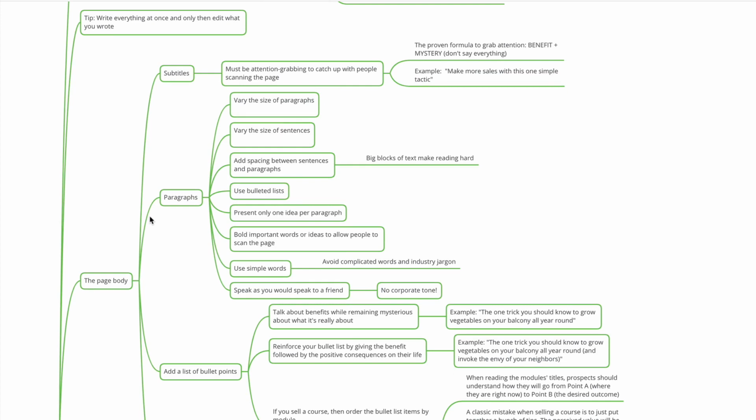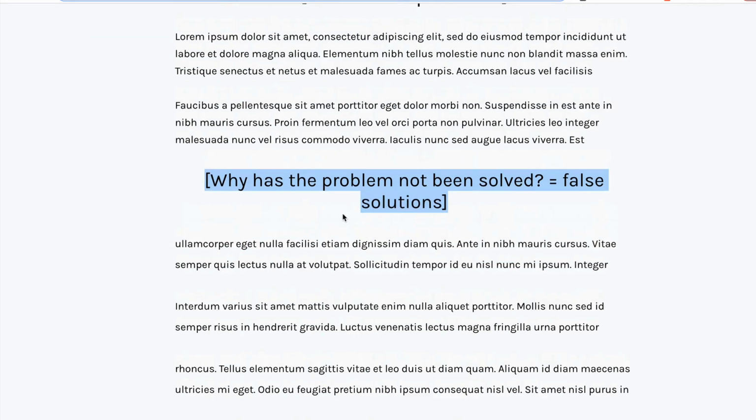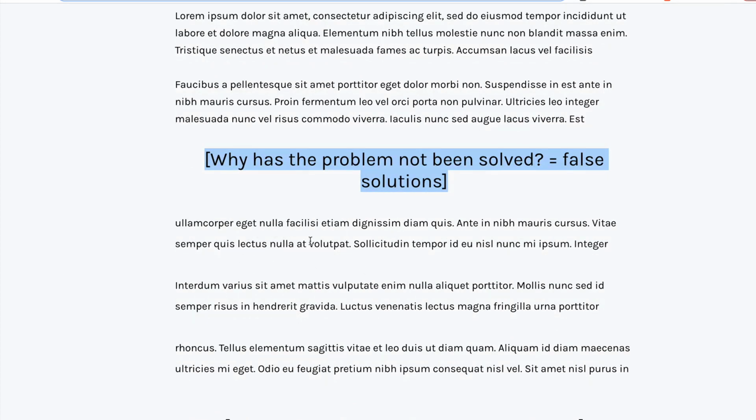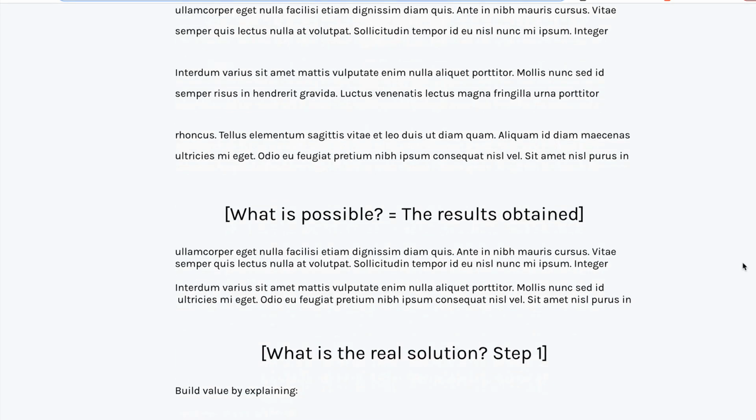And regarding the paragraphs, you have a few rules to follow. First, vary the size of paragraphs. Your paragraphs should have 1, 2, 3, or 4 lines maximum, okay? Don't put big blocks of text because this is very hard to read. So make sure you add some spacing between sentences and paragraphs. You see here we got quite some spacing. So that's a paragraph. That's another one. They're 2 sentences long, but you should really vary.